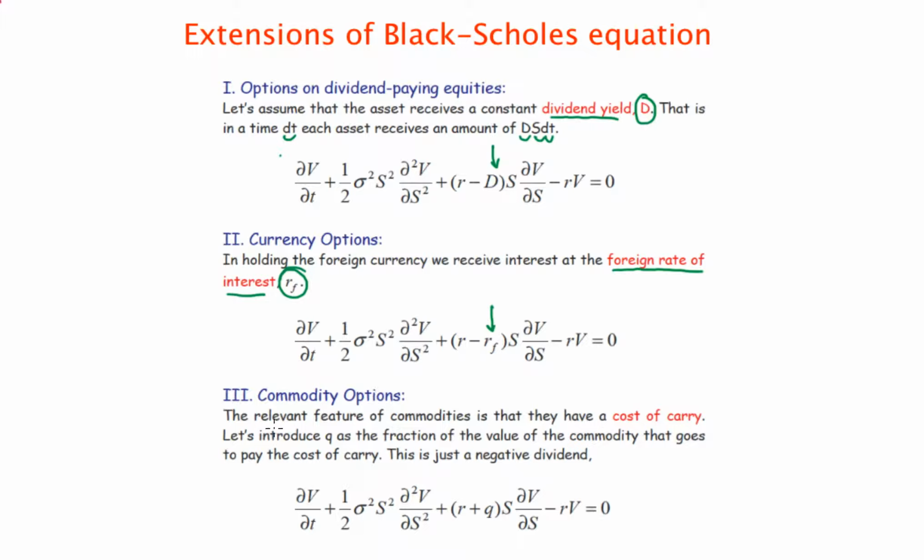Commodity options, another extension here. In this case, the relevant feature of these commodities is that they have a cost of carry. So therefore, we need to introduce a Q, a parameter which is the fraction of the value of the commodity that goes to pay the cost of carry. So you have to pay something to carry them. That's equivalent to having a negative dividend, and you have to include it here also in the extension of the Black-Scholes equation. You can see here it's like a negative dividend.